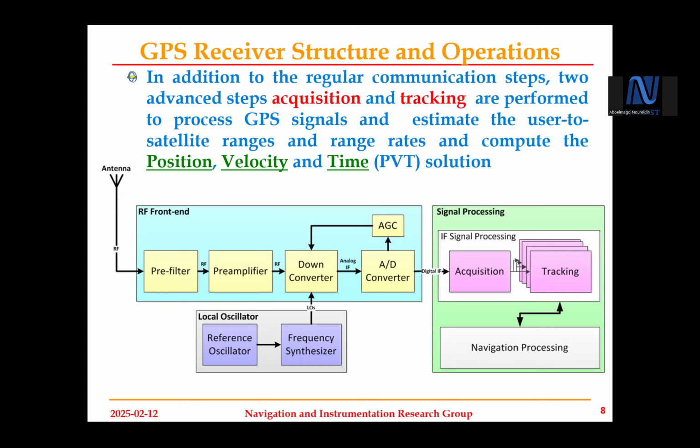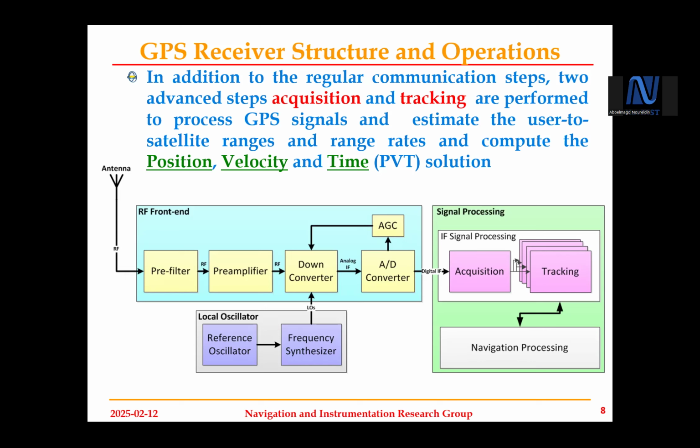However, the last two steps here, the ones we will talk about today, acquisition and tracking, are limited to GPS receivers, or this type of one-way communication using this type of modulation. So the acquisition step, we'll see more details shortly. This acquisition step coarsely estimates signal delay and frequency. The tracking, on the other hand, continuously refines those initial estimates for accurate navigation.